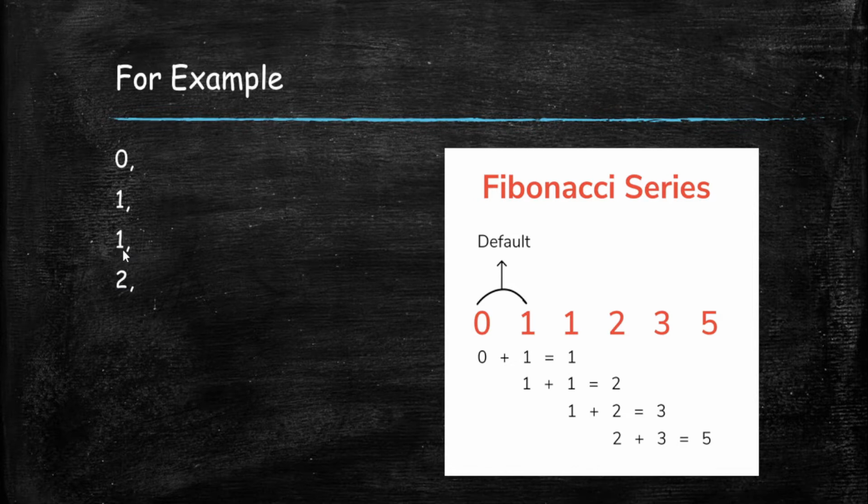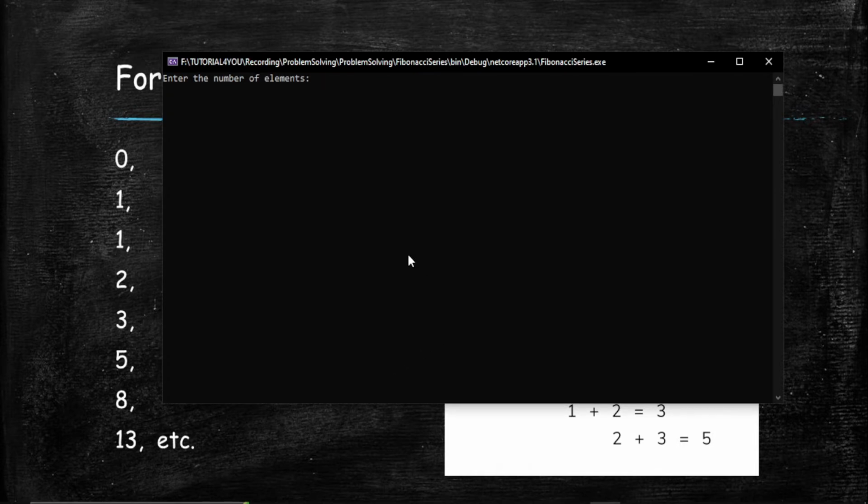If we add 1 and 2, the next number will be 3. If we add 2 and 3, it will be 5. 3 and 5, it will be 8. 5 and 8, it will be 13, and it will keep on going. So this is what Fibonacci series is all about. Let's see this in action in our console application.